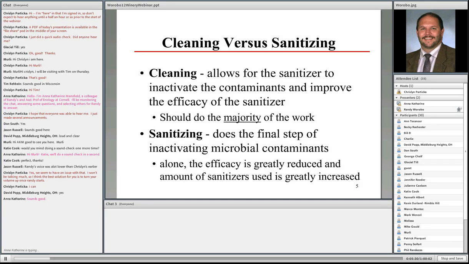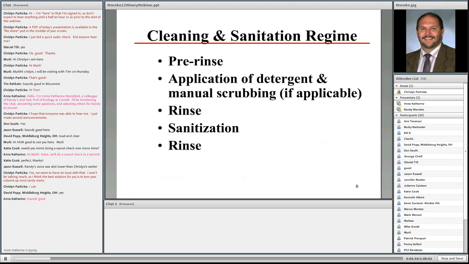The sanitizers won't be able to reach it because it's being bound up by that organic material. Now, there's actually the proper cleaning and sanitizing for any contact surface. It's actually a 5-step procedure.